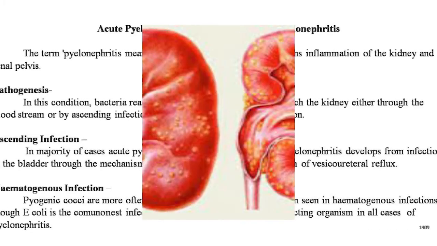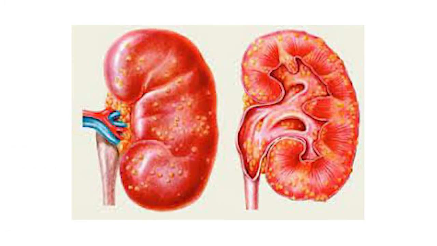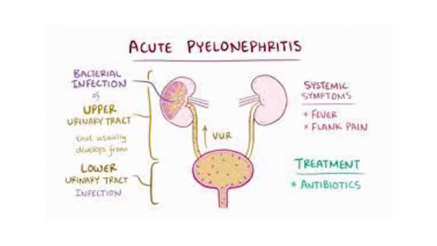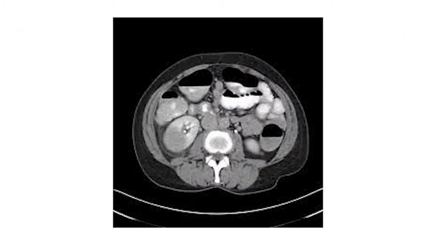Dear students, here is a good image on your screen you are watching. That is the typical picture of the acute pyelonephritis, how it looks like. Now the second image is an animation showing the acute pyelonephritis, bacterial infections of upper urinary tract and lower urinary tract infection. It is the retrograde infection through the vesicoureteral reflux. Systemic symptoms like fever, flank pain, treatment, antibiotics. This is the CT image showing the acute pyelonephritis bilaterally.